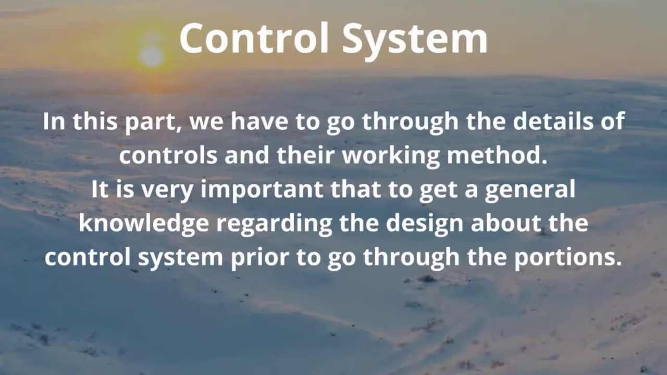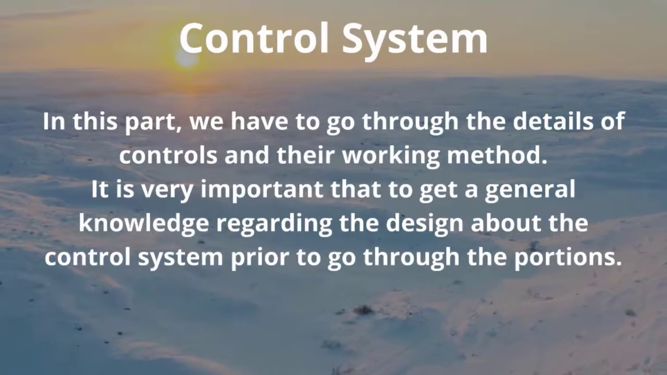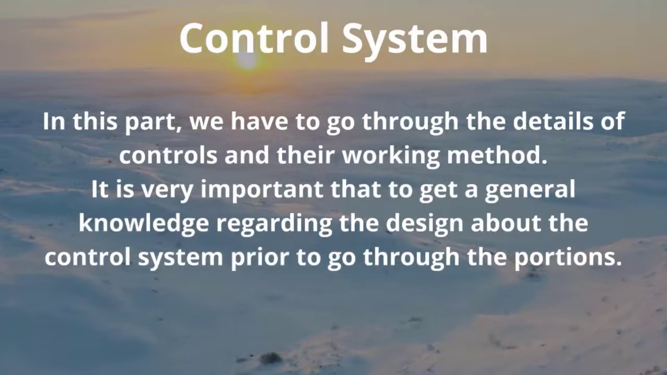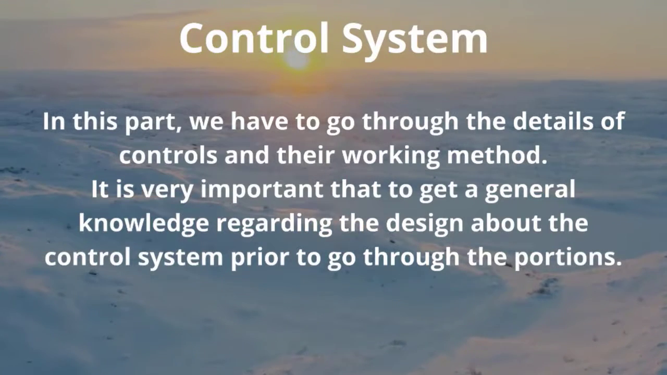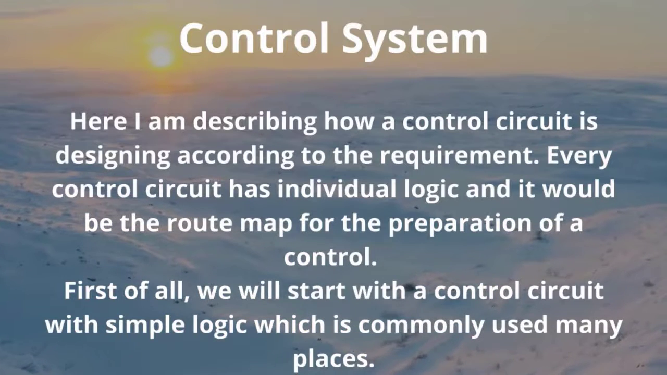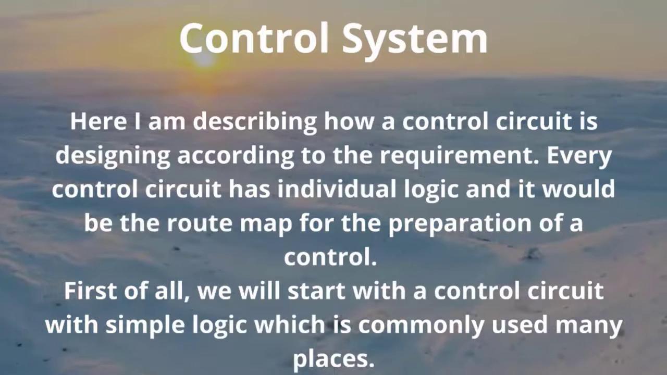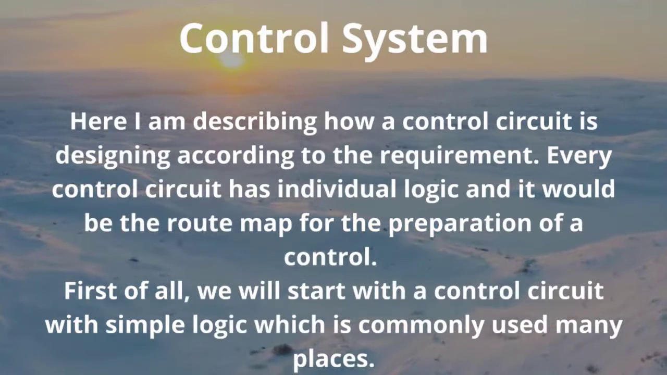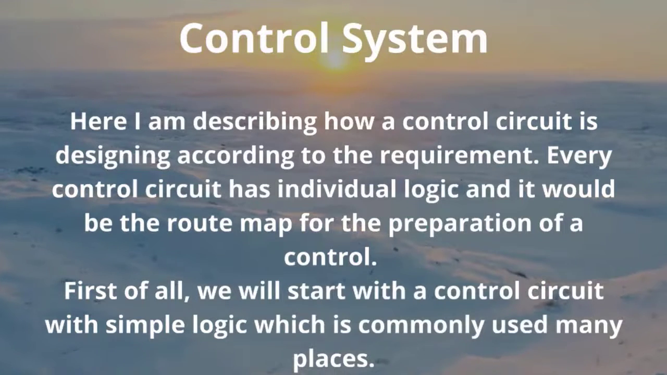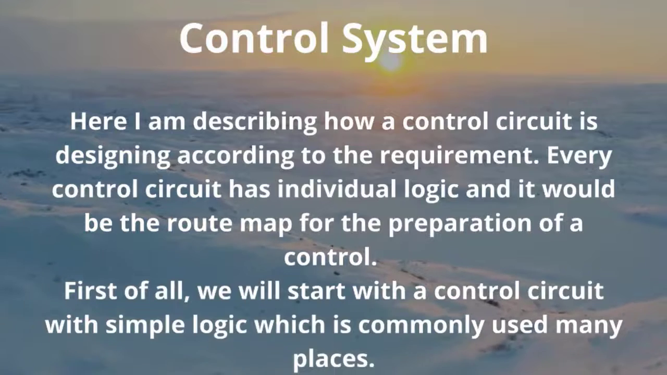In this part, we will go through the details of controls and their working method. It is very important to get general knowledge regarding the design of the control system prior to going through the portions. Here I am describing how a control circuit is designed according to the requirement. Every control circuit has individual logic and it is the route map for the preparation of a control. First of all, we will start with a control circuit with simple logic which is commonly used in many places.